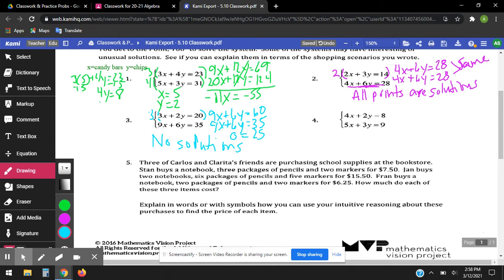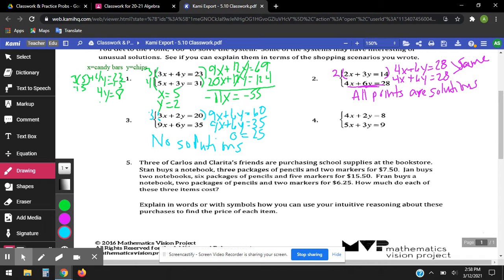And in the case of our candy bars and chips, the problem is they must have changed the price on us, because here I just tripled how many I got, but then my price was less than triple. So there must have been a sale going on, so I didn't have to pay the same prices. So I can't actually solve it. There's no X and Y's that work.